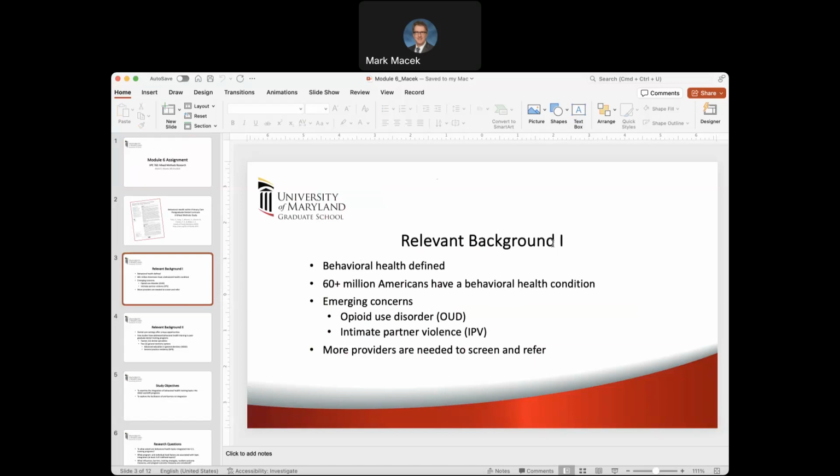According to national data from 2019, at least 60 million Americans have some type of behavioral health condition. In recent years, two conditions have particularly grown in severity: opioid use disorder, or OUD, and intimate partner violence, or IPV. Given the rise in prevalence of behavioral health conditions, the authors suggested health providers from a broader range of settings and professions need to begin screening and referring their patients for care.